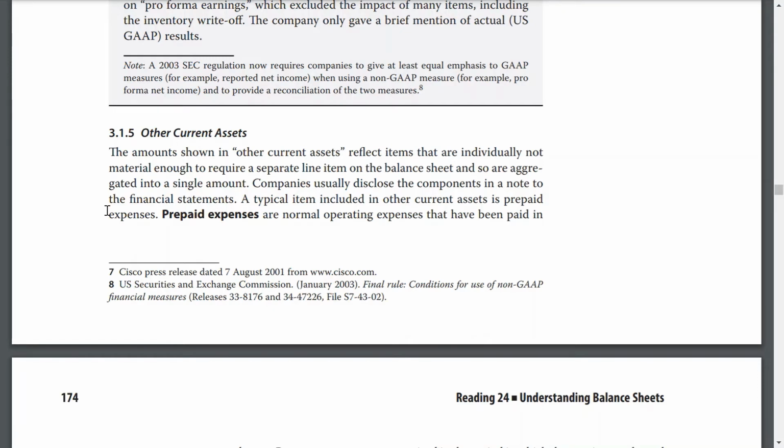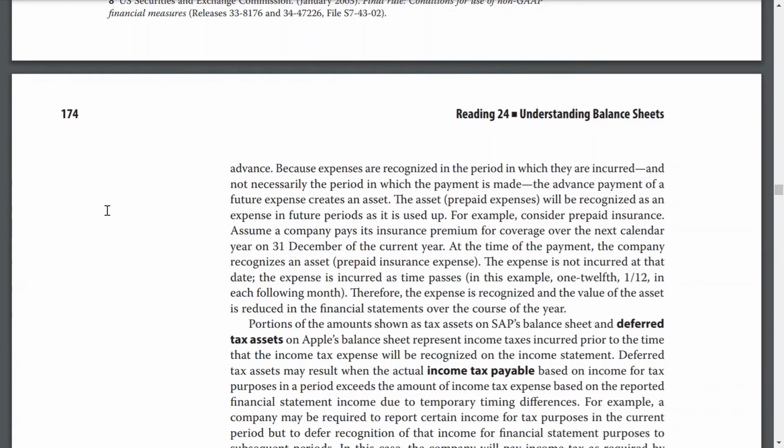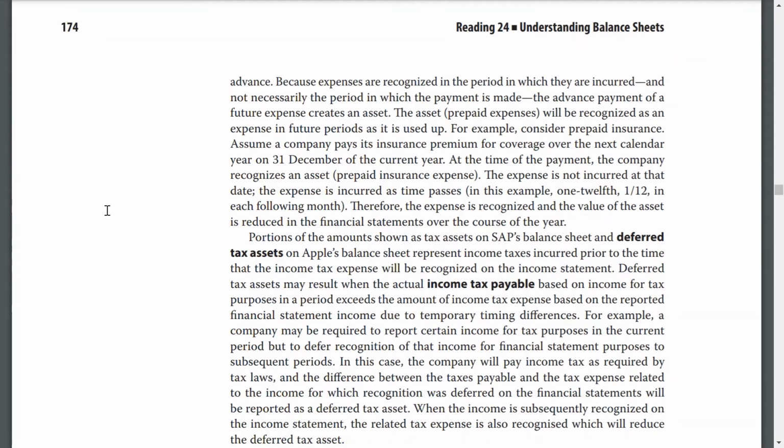A typical item included in other current assets is prepaid expenses. Prepaid expenses are normal operating expenses that have been paid in advance, because expenses are recognized in the period in which they are incurred, which is not necessarily the period in which the payments are made. The advance payment of a future expense creates an asset. The asset, or prepaid expense, will be recognized as an expense in future periods as it is used up.